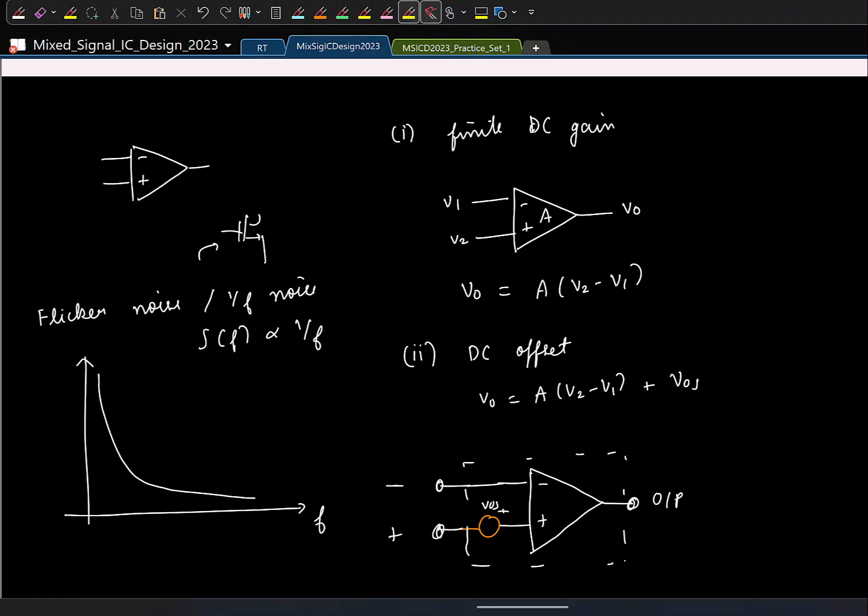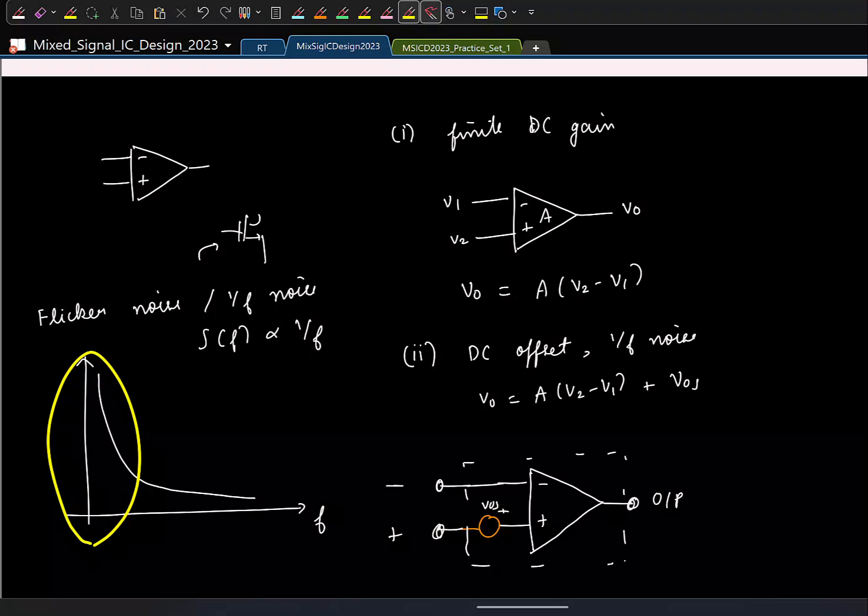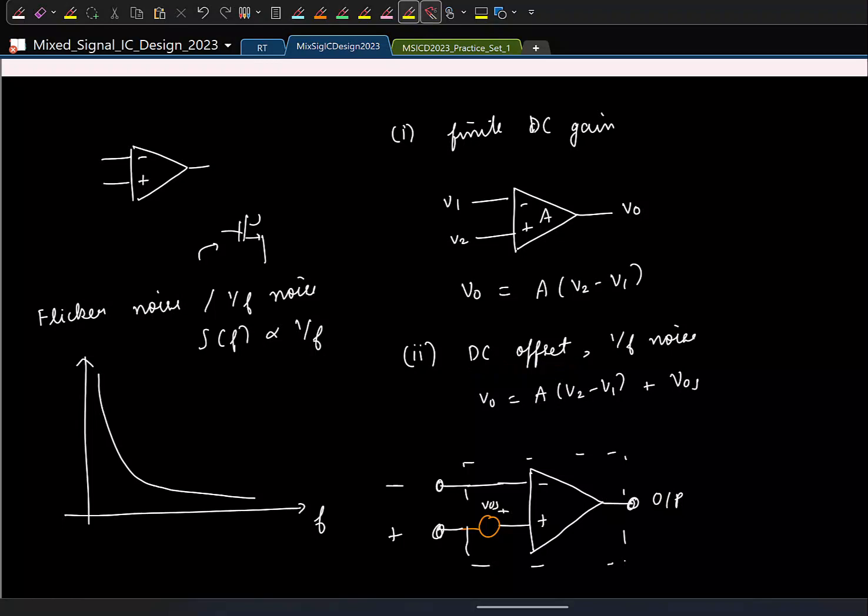So the maximum energy is centered around which frequency? Around DC, right? So that is why we combine the two and consider them in the same way. DC offset is a DC. This flicker noise also has maximum energy around DC, right? So anything that you do for suppressing the effect of DC offset will automatically reduce the effect of flicker noise also. So we'll consider the two. And when I say I'm modeling this guy using a voltage source, assume that it also models the flicker noise.